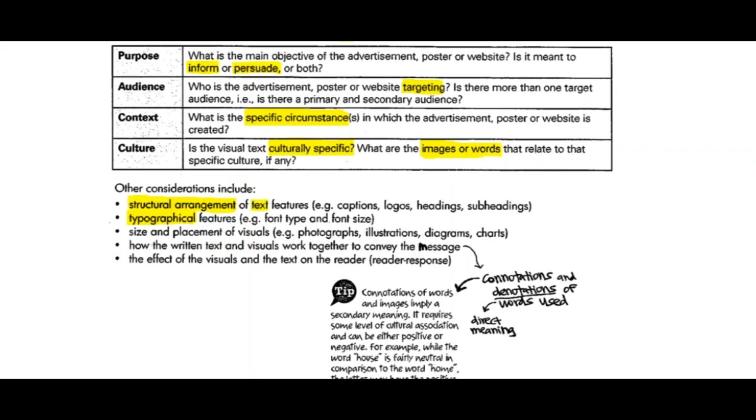So now you need to also look at the visuals. Okay, so for example, photographs, illustrations, diagrams, charts, for example. Okay, what are the size of the visuals and where are they placed? Okay, so size and placement.